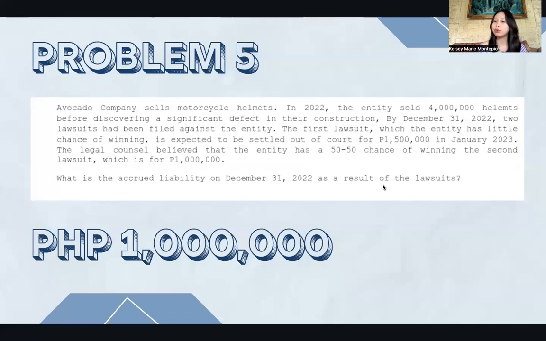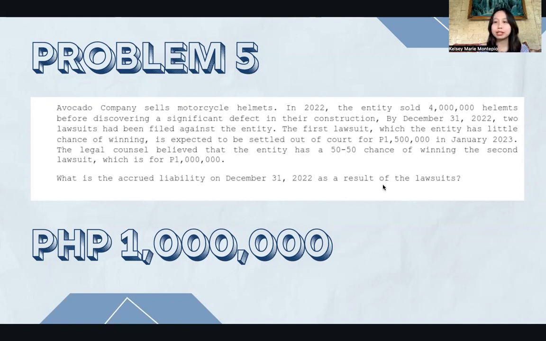If you could still remember what I mentioned in the second recognition of provisions, we have here the probable outcomes. Probable is more than 50% likely or substantially more, while possible is 50% or less likely to occur, remote is 10% or less likely to occur, or a very slight occurrence. Of course, certain has 100%, impossible has 0%.